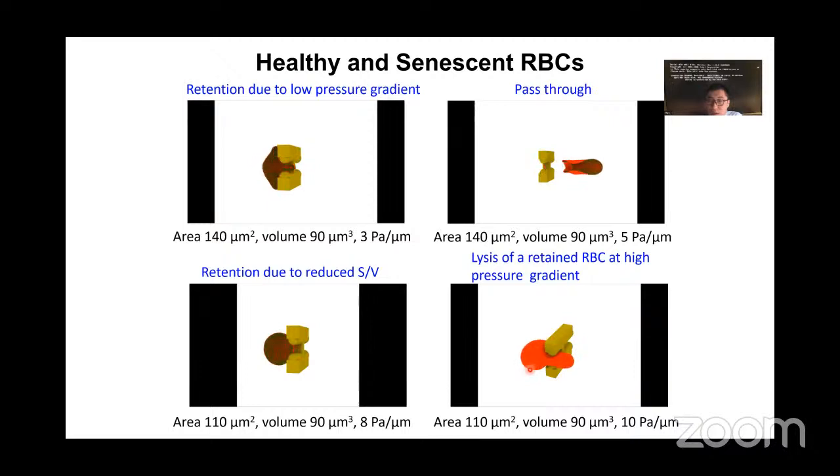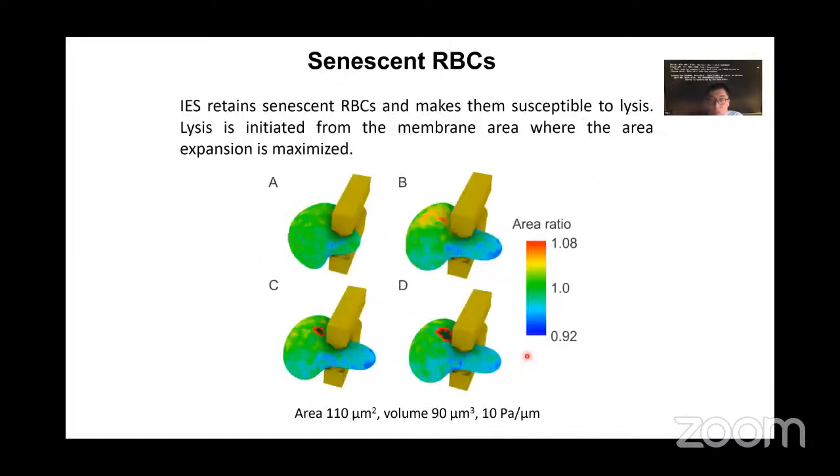But actually, we find that it did not push the red cell through. Instead, it caused the lysis of the cell. So if we zoom in on this lysis process, we can see that when we apply a very large force on this passing red cell, and we plot the surface area expansion ratio, the area expansion is initiated on the upstream part of this red cell, and it accumulates at a certain point, and eventually it creates a pore here. And then the pore expands and eventually causes the lysis of the cell.